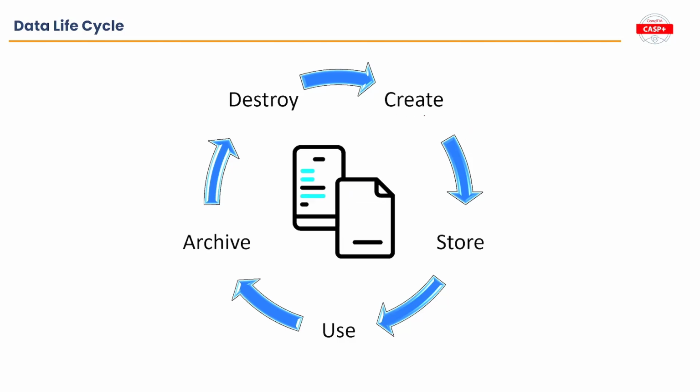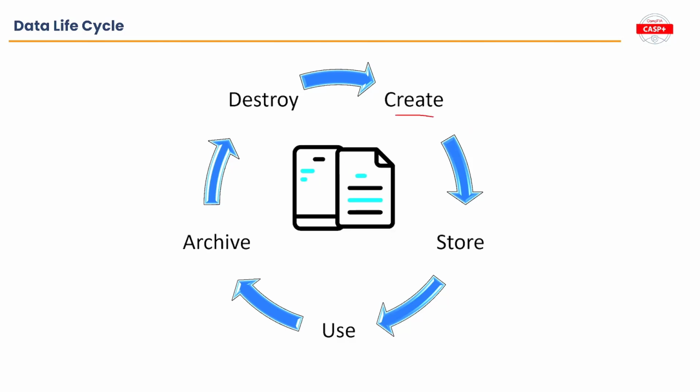First is create. To begin, data must be generated or captured. It can be anything from documents and images to maps and GPS coordinates. Next is store. The data must be stored in appropriate systems such as file shares, websites, databases, graph stores, and among other things. Third is use.